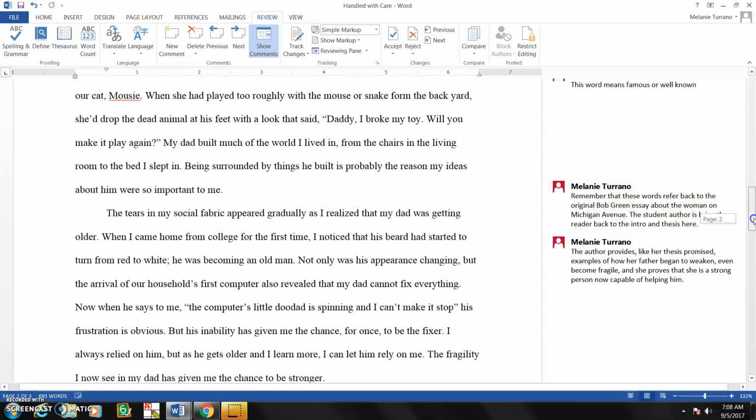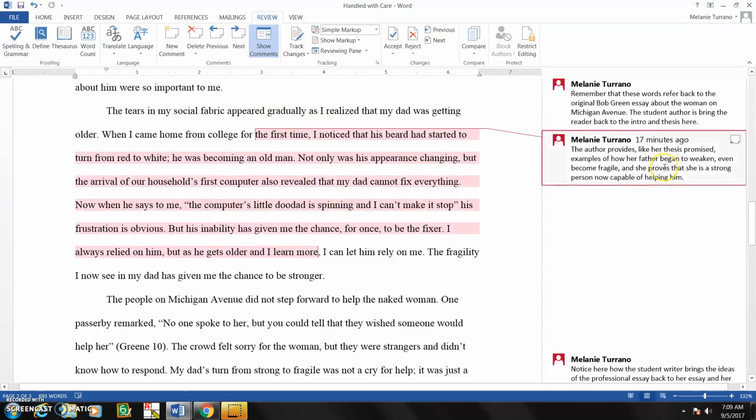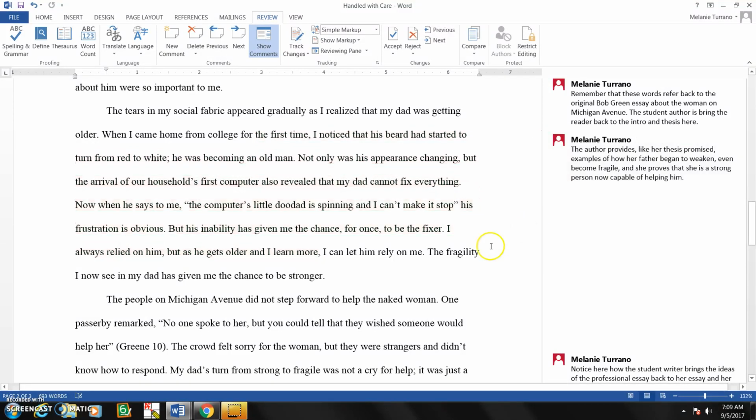But now she gets to one of the points of her thesis where she talks about the tear in her social fabric. And again, that's a reference to Bob Greene. And she begins to tell us about how her father became weaker or even a little more confused about things as far as technology is concerned. And that she tells us she had to be the one that he relied on. She says that right here.